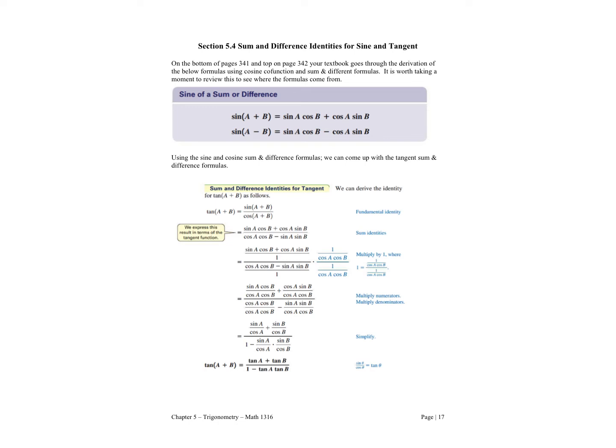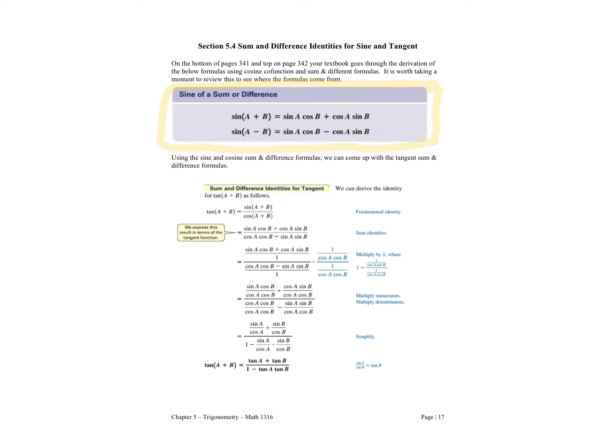Okay, in this section we are going to look at sum and difference formulas, but today for sine and tangent. At the bottom of page 431 and the top of 432 in your textbook, it derives the sine sum and difference formulas, which are right here in this outlined yellow box. You can read them and look over them. I would like to write them one time for you.